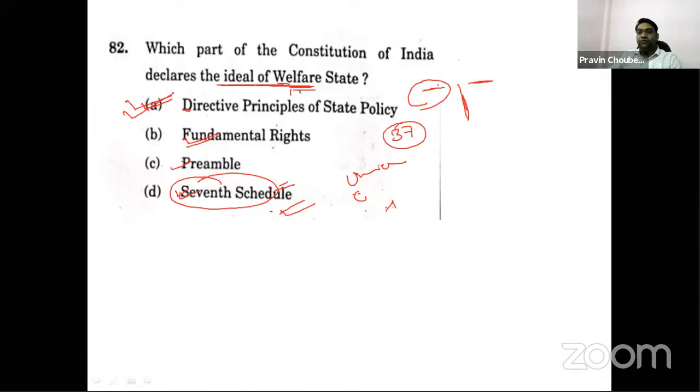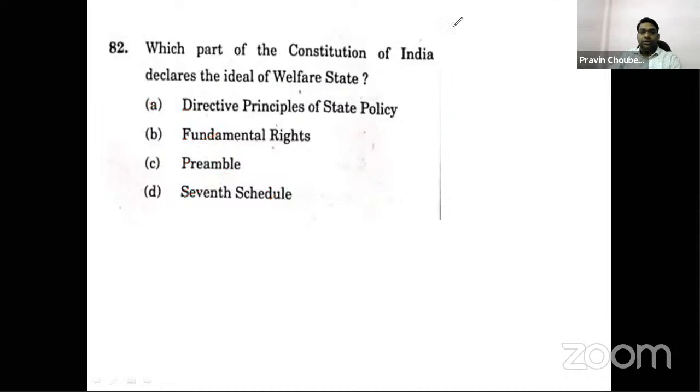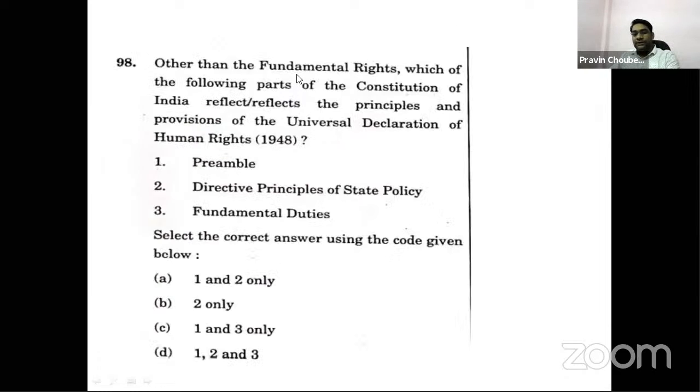It's a direct, straightforward question. If you read the basics of polity, then you can easily solve it.